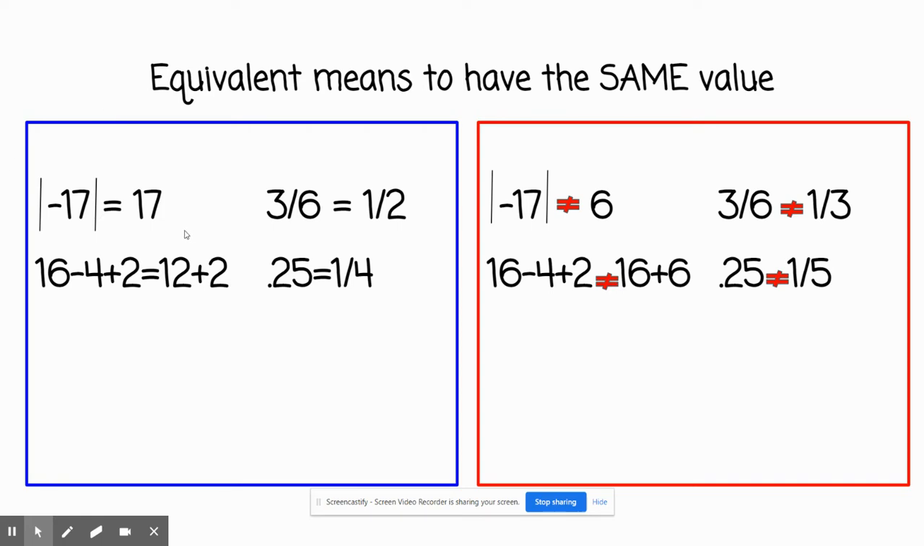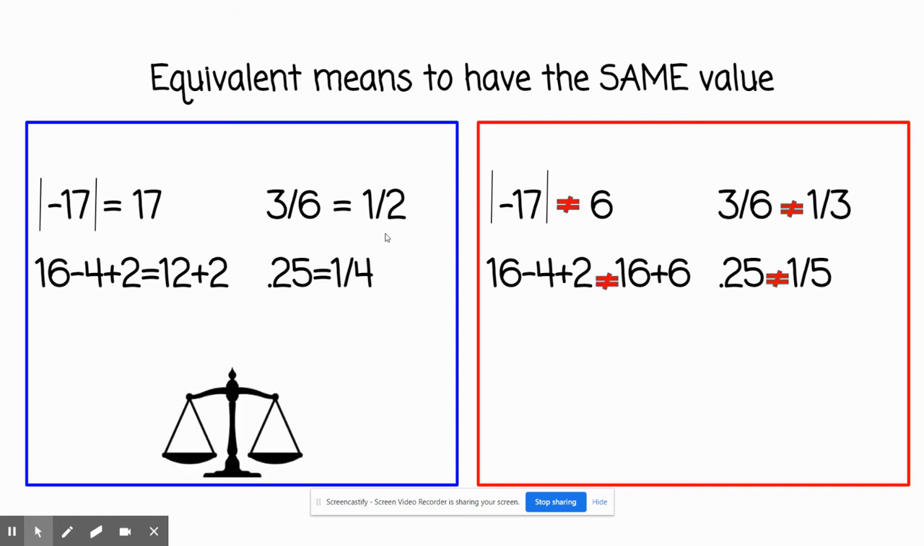So when we look over here in this blue square, we can see that we have the absolute value of -7. It's equivalent or equal to 7. It has the same value. The same is true for 3/6. Its equivalent fraction is 1/2. Both have the same value, and I want you to think about this equivalency as a scale.